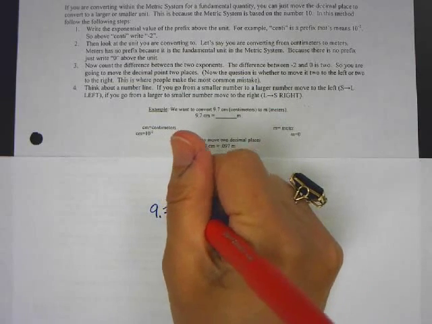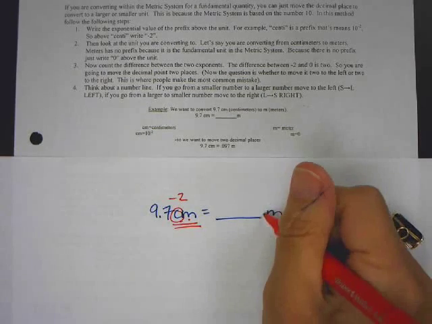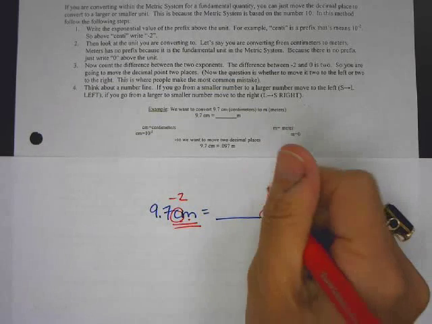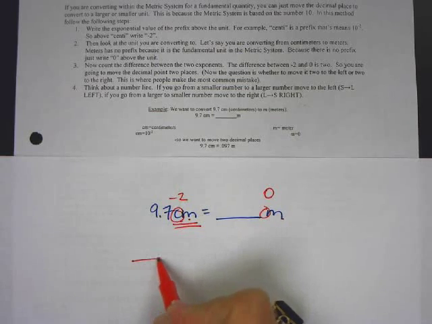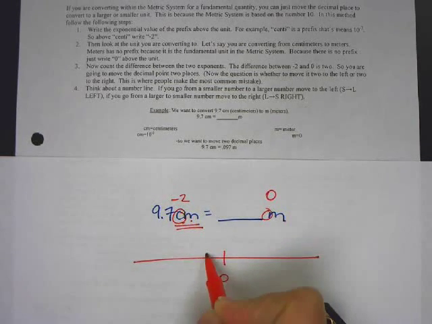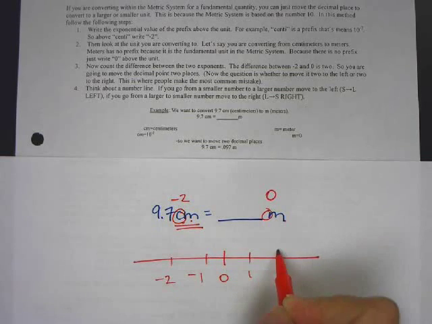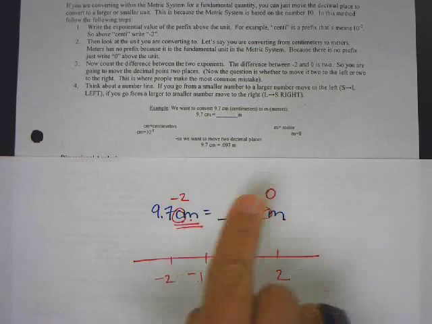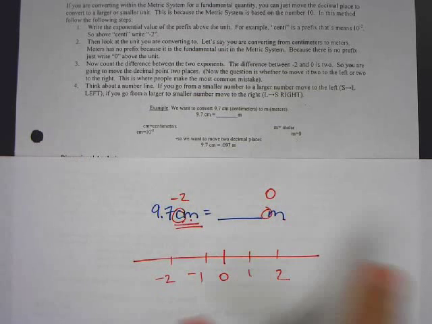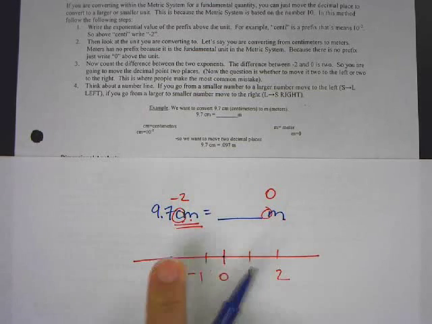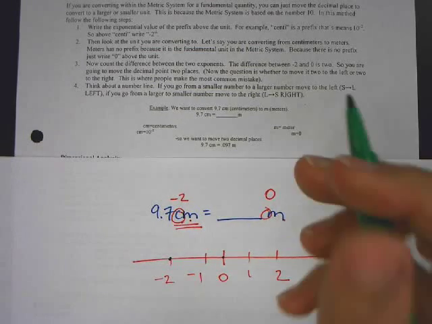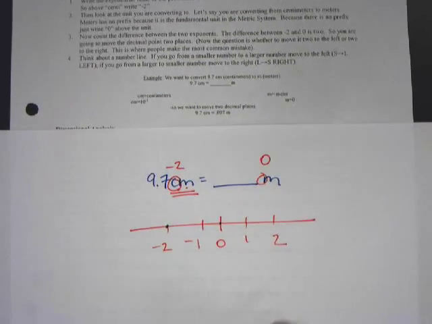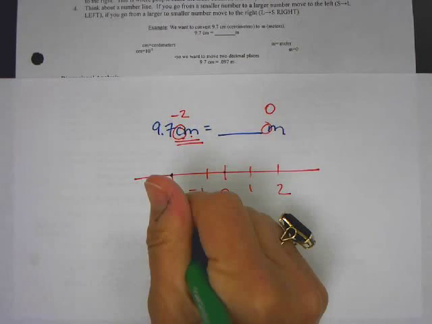So above it, I'm just going to write negative 2. In front of this meter, there's nothing. There's no prefix, so I'm just going to put a 0. Now, I'm going to look at my number line. So I have 0, negative 1, negative 2, 1, 2. What is the difference between negative 2 and 0? The difference between negative 2 and 0 is 2. So that tells me that I am going to move my decimal point 2 places.